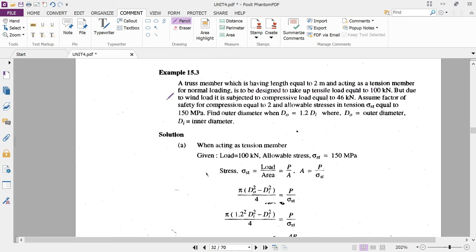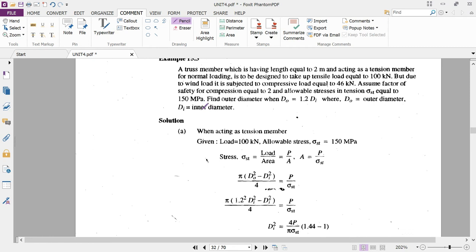Now but due to wind condition, wind load subjects it to a compressive load of 46 kilonewton. Assume the factor of safety is 2, allowable stress sigma st as 150, and outer diameter DO equal to 1.2 times DI. Okay, and D O is the outer diameter, DI is the inner diameter.